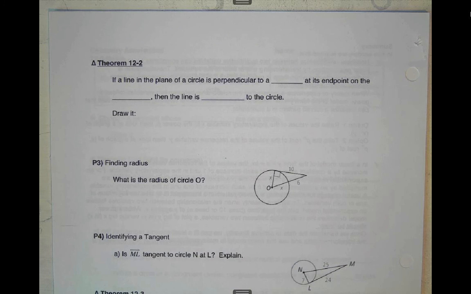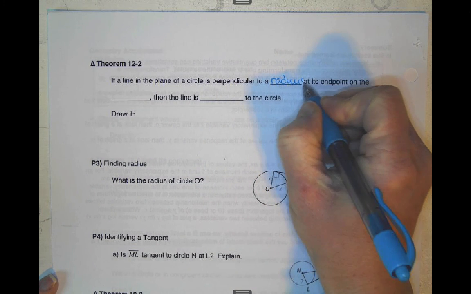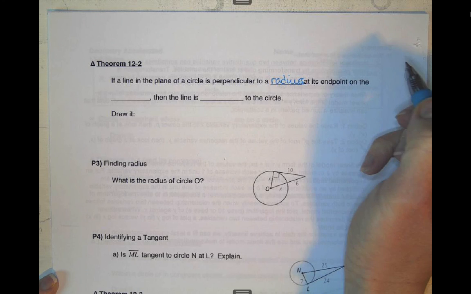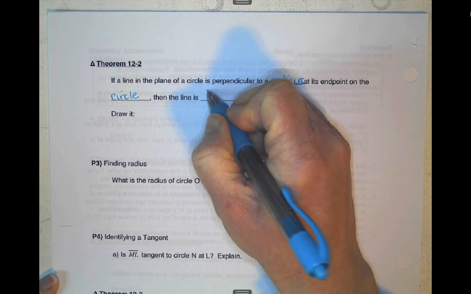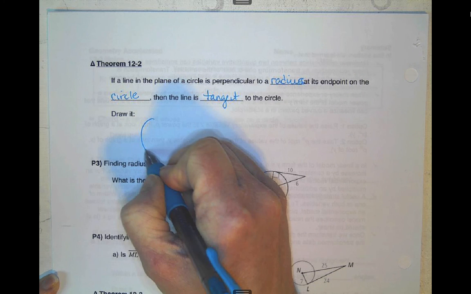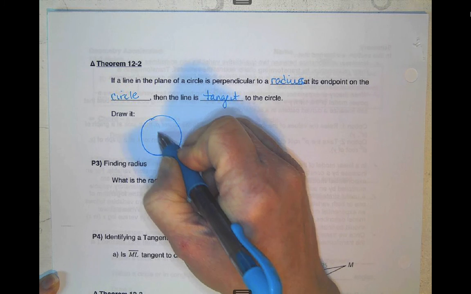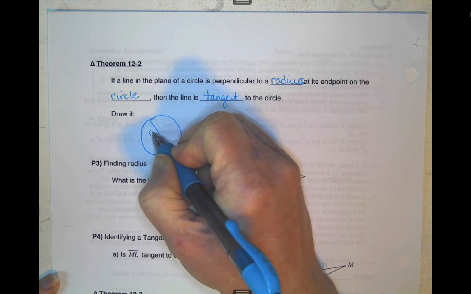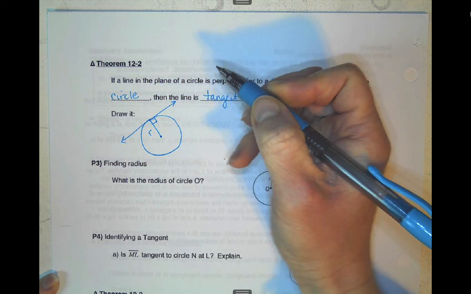All right, theorem 12.2 says if a line in the plane of a circle is perpendicular to a radius at its endpoint on the circle, then the line is tangent to the circle. So here's my radius. So this one's kind of going backwards.